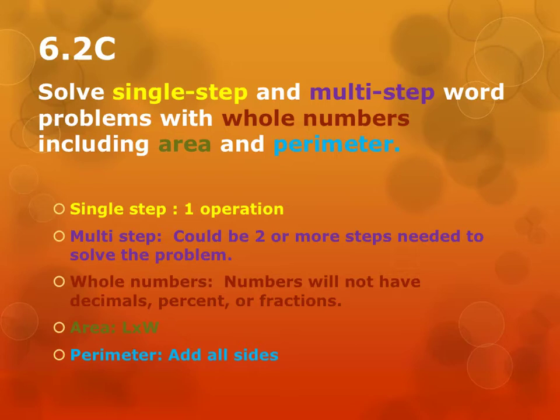Let's break this down. 6.2c, solve single-step and multi-step word problems with whole numbers, including area and perimeter. Single step meaning one operation. Multi-step could mean 2 or more steps. Whole numbers are numbers that don't have decimals, percents, or fractions. We're going to get to our whole numbers by rounding up cents to dollars. We'll also be looking at area, which is length times width, and perimeter, which is adding up all the sides.